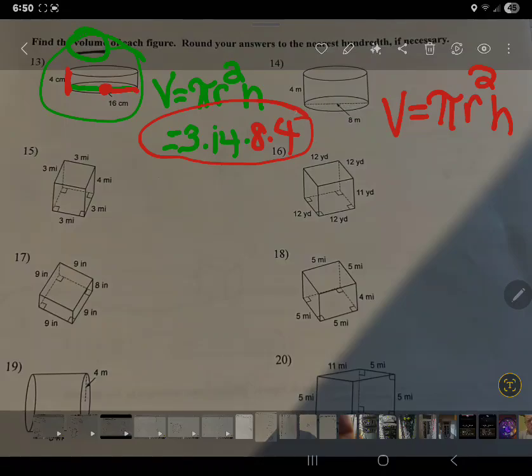Like this one, they gave us the diameter again, so we're going to cut that in half when we find the volume of this one. Okay? Hope that makes sense. I'm going to move on to like number 15 or 17, one of these rectangular prisms.